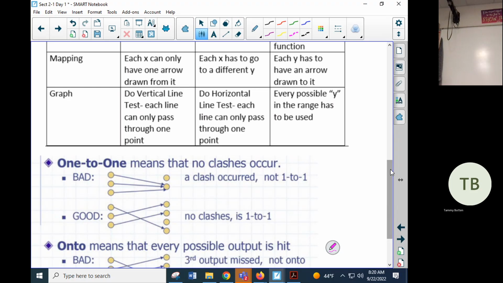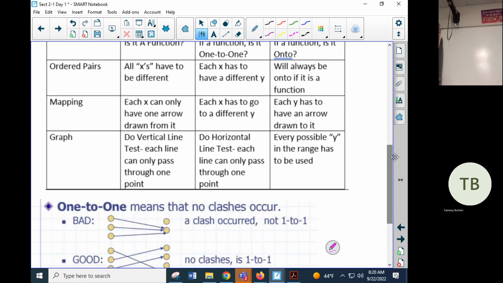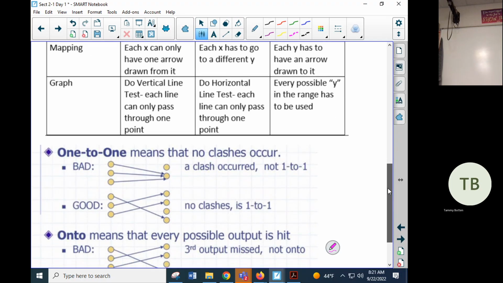Okay. With a mapping, for it to be one-to-one, notice each x can only have one arrow drawn from it. Or no, I'm on the wrong one. One-to-one is right here for the mapping. Each x has to go to a different y. And so this would not work for one-to-one because all three of them go to the same y. For this one, notice each x does go to a different y. My y's only have one arrow coming to it, so that's good.